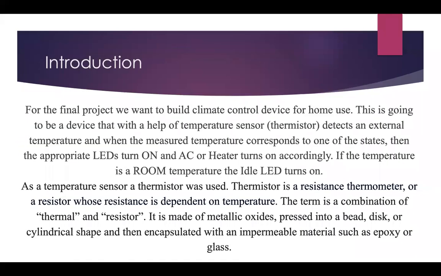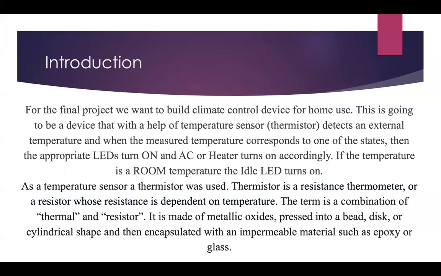For the final project, we want to build a climate control device for home use. This device uses a temperature sensor, or thermistor, to detect an external temperature. When the measured temperature corresponds to one of the states, the appropriate lights turn on and the AC or heater turns on accordingly. If the temperature is room temperature, the idle LED turns on.